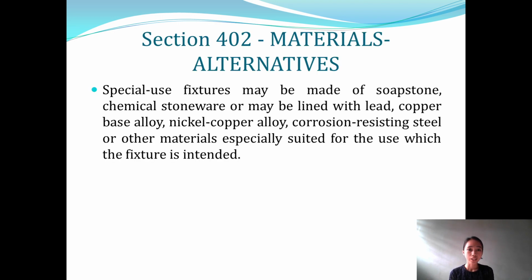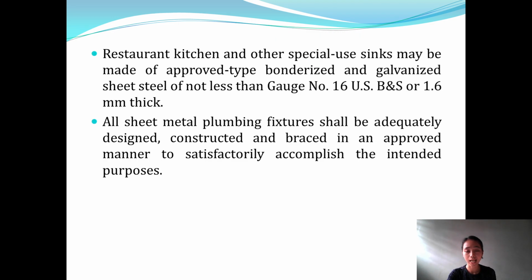Next is Section 402, Materials Alternatives. Special use fixtures may be made of soapstone, chemical stoneware, or may be lined with lead, copper, base alloy, nickel, copper alloy, resisting steel, or other materials especially suited for the use which the fixture is intended. Restaurant kitchen and other special use sinks may be made of approved type bonderized and galvanized sheet steel of not less than gauge number 16 US BWG or 1.6 millimeter thick.